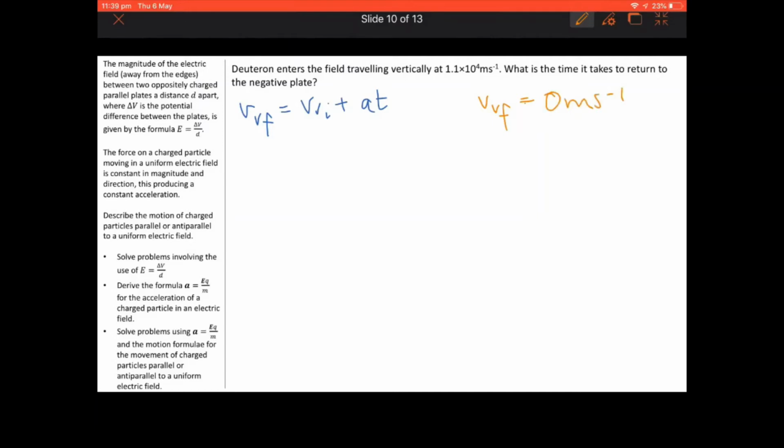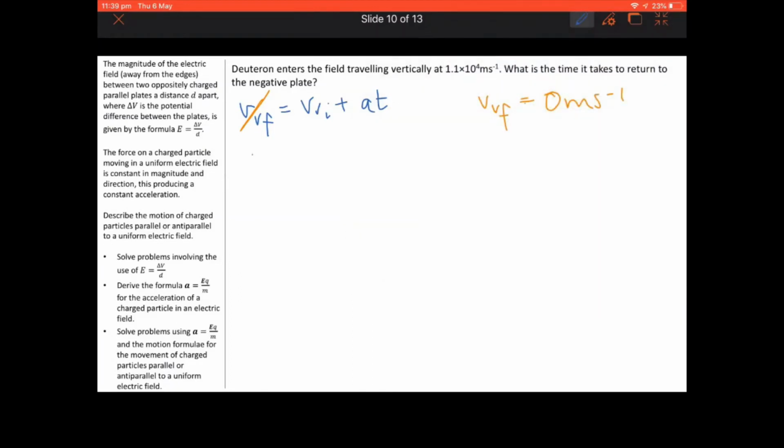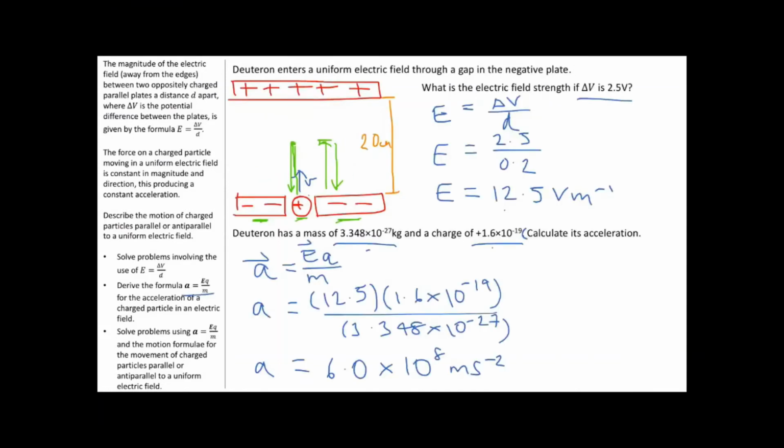So we can get rid of that term there. So we can then just end up rearranging. So to find the time, we'll be dividing the negative initial vertical velocity by the acceleration. And if we remember, the acceleration was 6 by 10 to the 8 meters per second squared, but that acceleration is acting in the opposite direction of the motion.